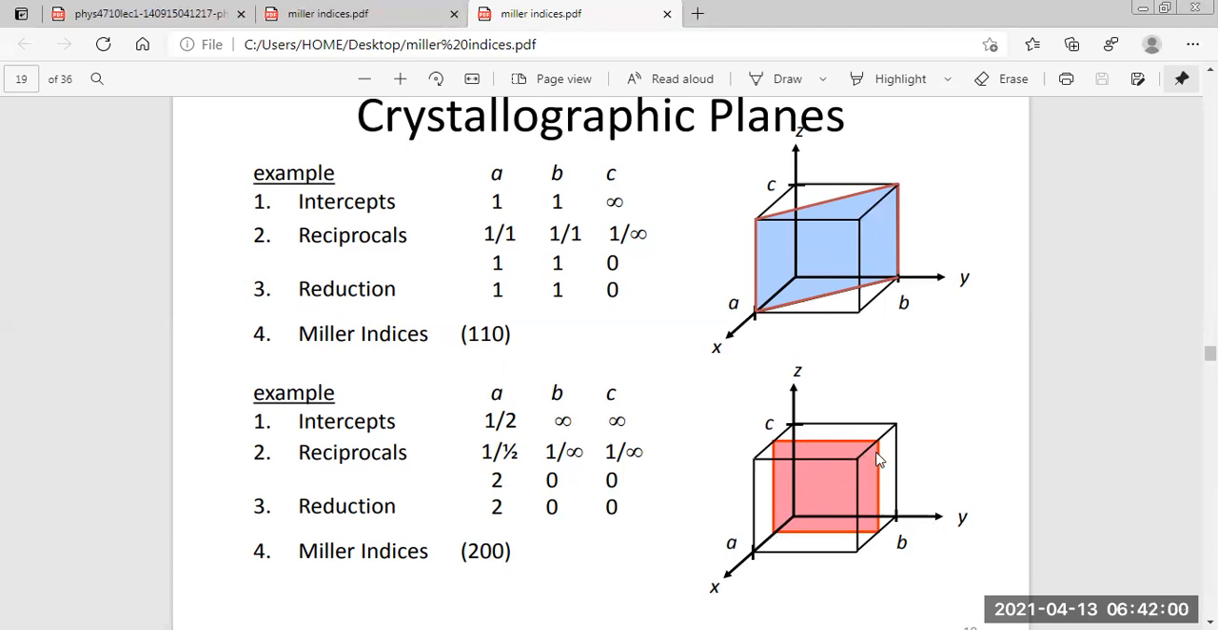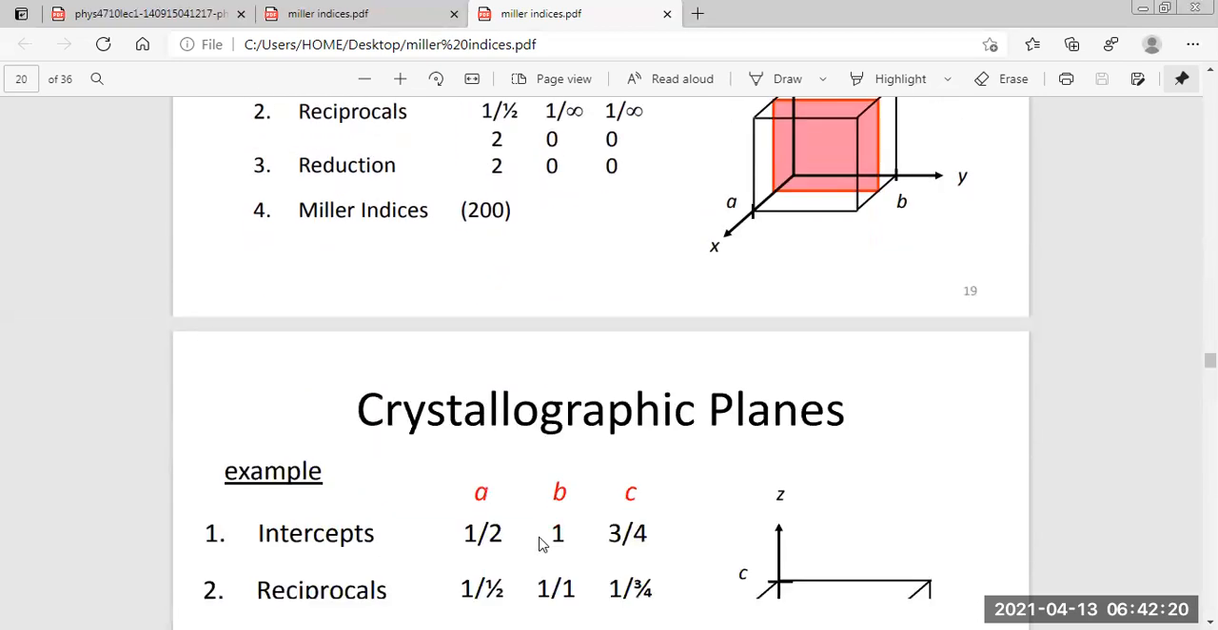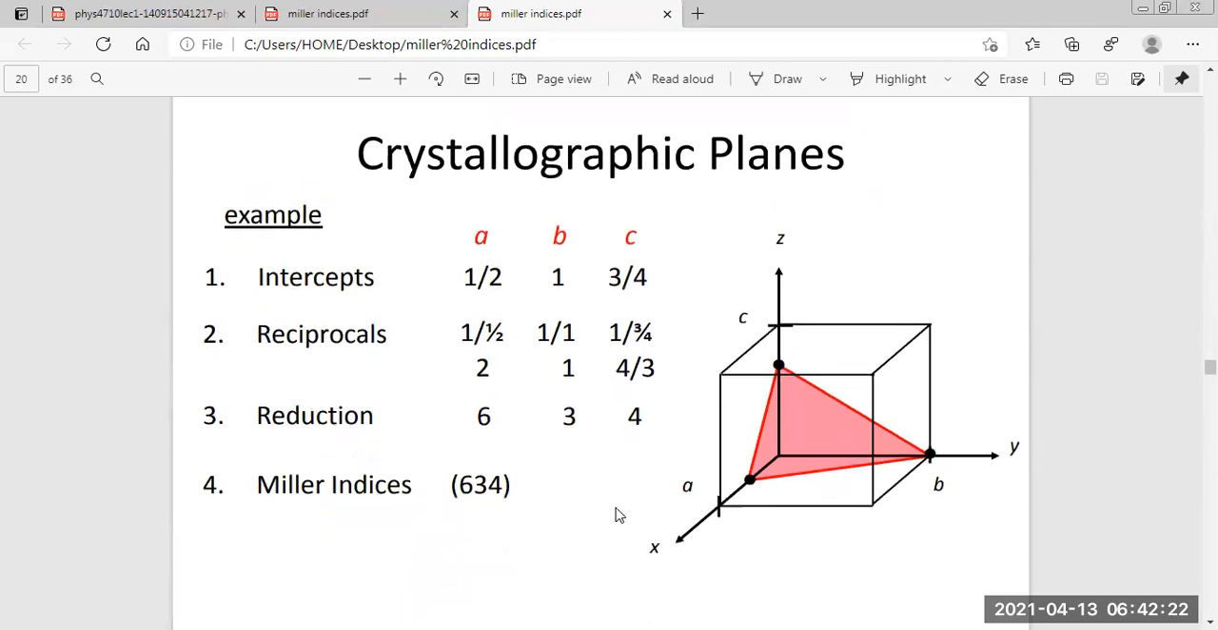So if the plane is parallel to any of the axes, then we represent it with infinity. So now the reciprocal of this is 1 by 1 by 2, 1 by infinity, and 1 by infinity, right? So you simplify it, you'll get 200, and the Miller indices of this particular plane is considered to be 200, right? This is another example.